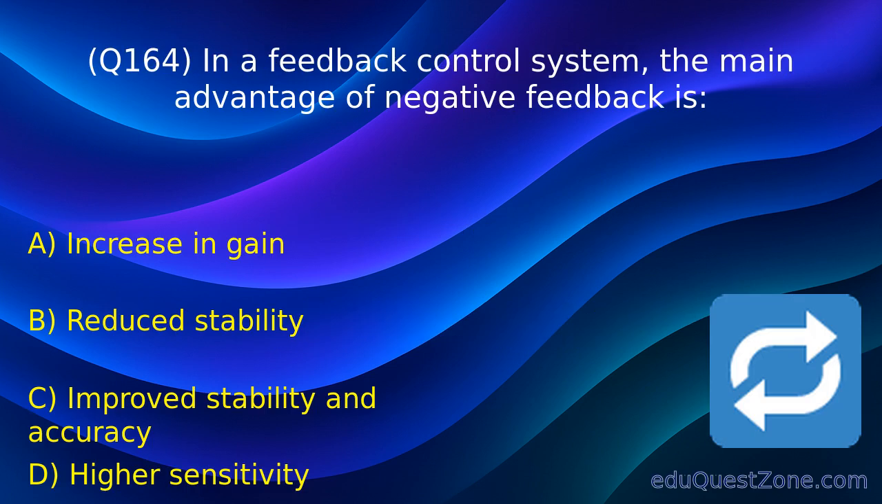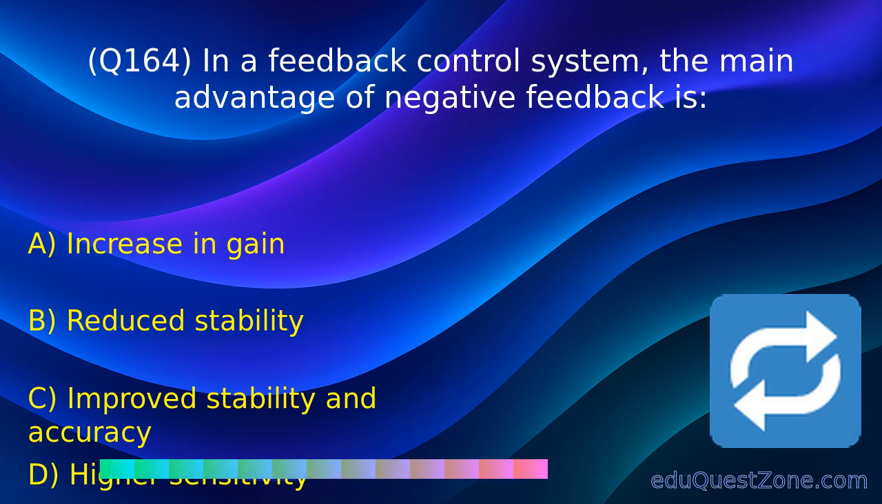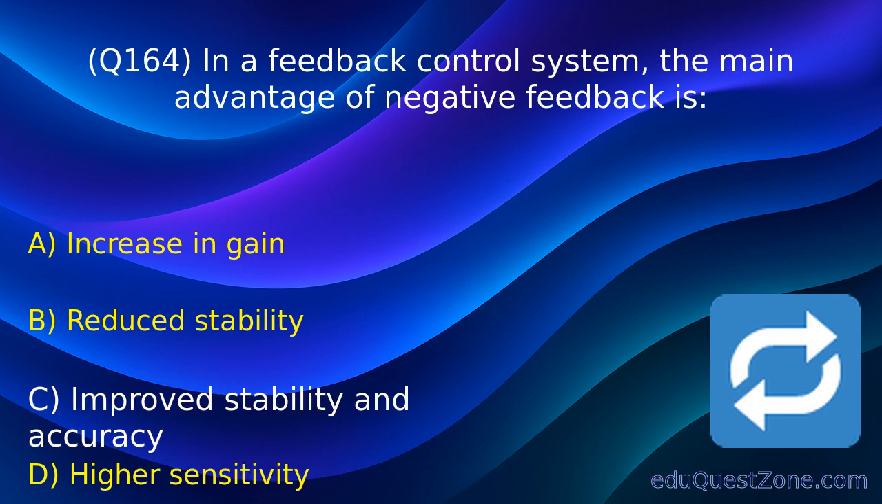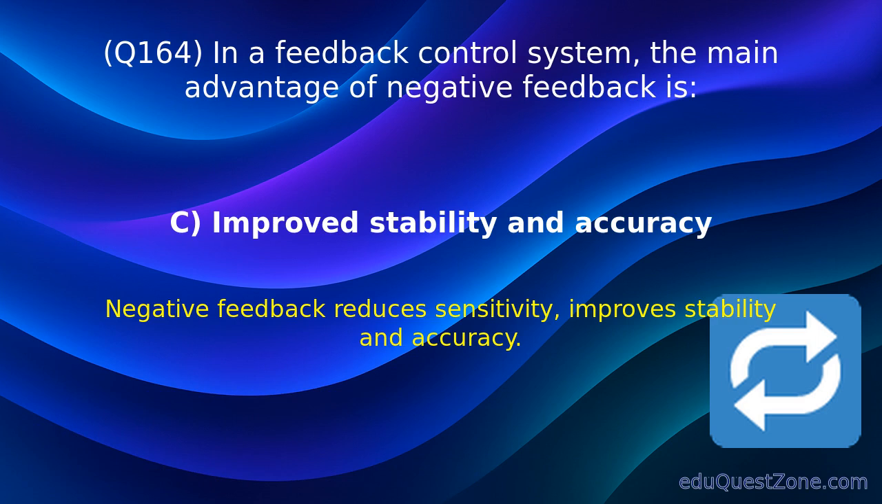Question 164. In a feedback control system, the main advantage of negative feedback is? Option C, improved stability and accuracy. Negative feedback improves stability and accuracy by reducing system sensitivity.